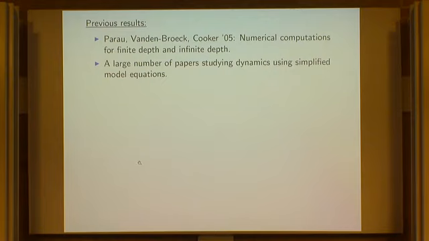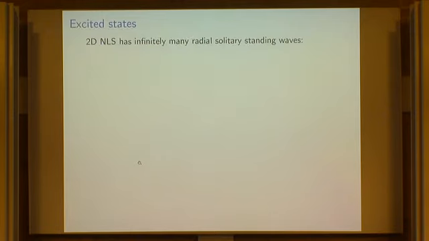Yeah. Right. So this method, of course, says nothing about stability. It's just a pure existence result. Okay. So before I go on to strong surface tension, let me say something about excited states. So this is if you look at 2D NLS. By 2D NLS, by the way, I mean the elliptic version. I should have said that before.